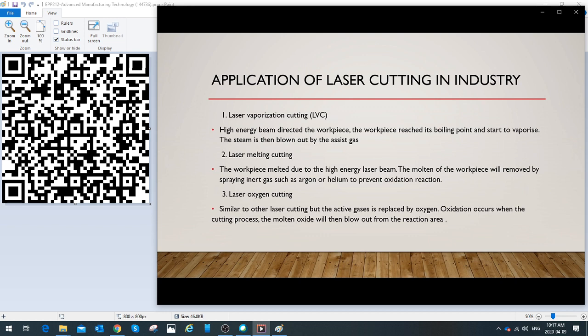The third one is laser oxygen cutting. Similar to other laser cutting, but the assist gas is replaced by oxygen, so that oxidation will occur during the cutting process, and then the molten oxide will be removed by the other assist gas.